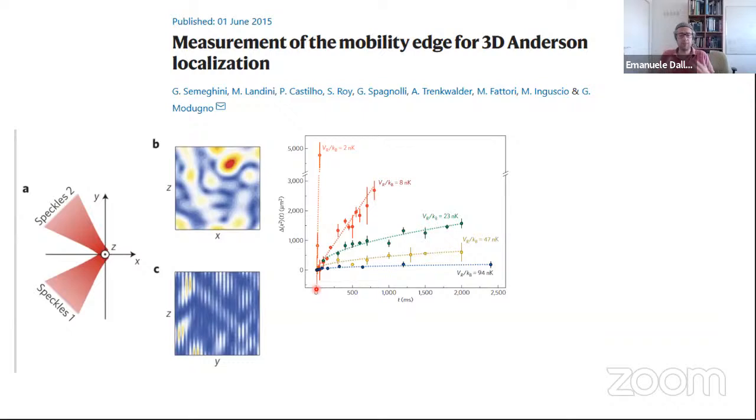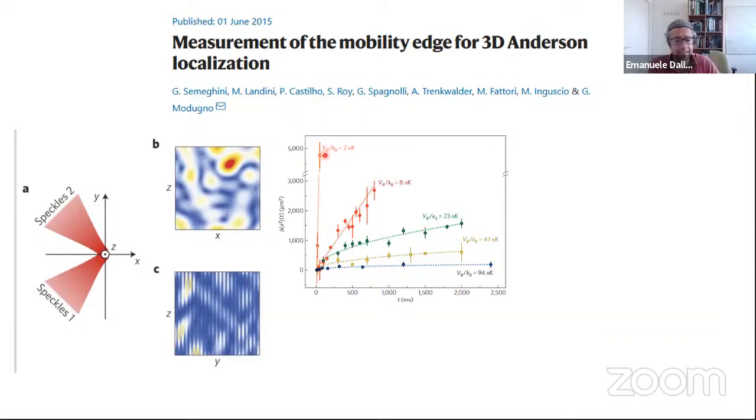So they use a BEC. There are many particles. They're all in the same wave function. Initially, they're trapped by a parabolic potential, which will give you a Gaussian wave function. And then the Gaussian wave function becomes larger and larger as a function of time.